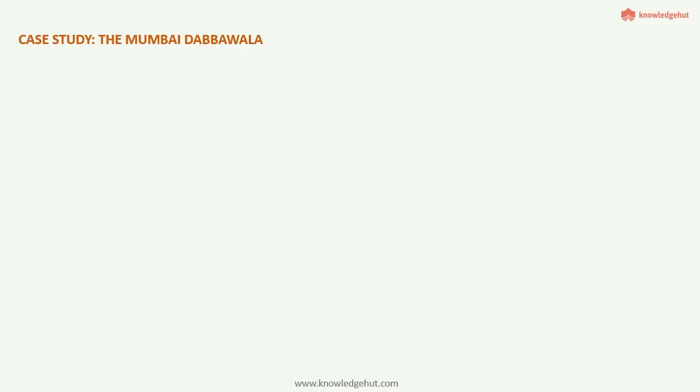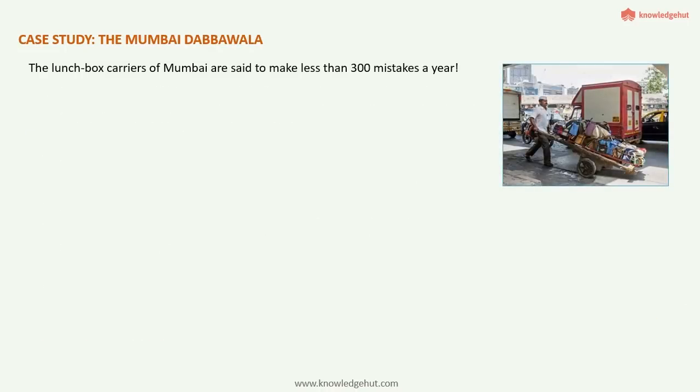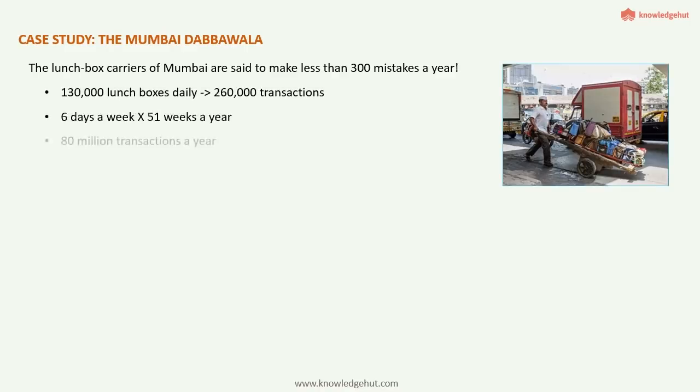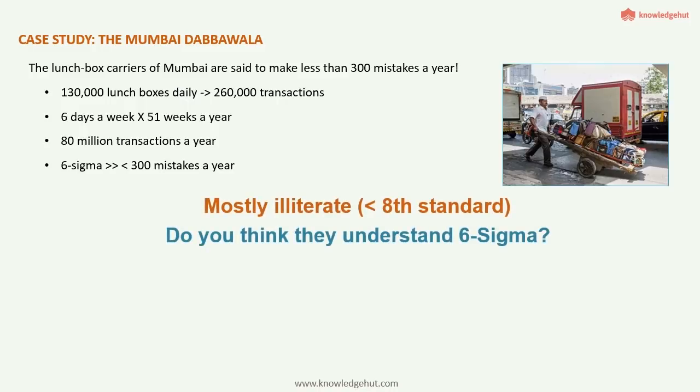And finally, the Mumbai Dabbawala. The lunchbox carriers of Mumbai are said to make less than 300 mistakes a year. If you see those numbers, 130,000 lunchboxes daily, which means 260,000 transactions, which translates to 80 million transactions a year, and making less than 300 mistakes actually means that they achieve Six Sigma. But they are mostly illiterate, less than 8 standard. So do you think they understand Six Sigma?